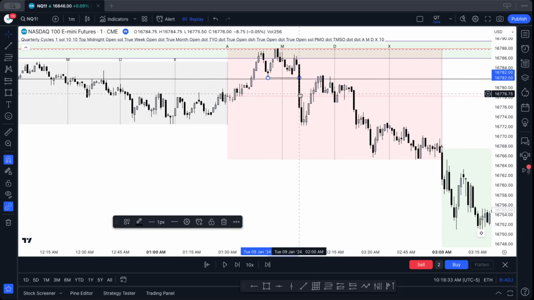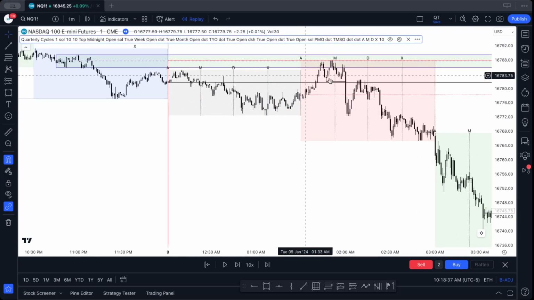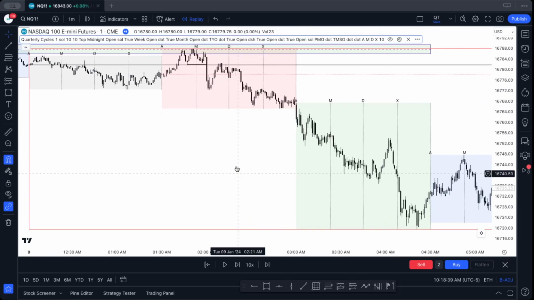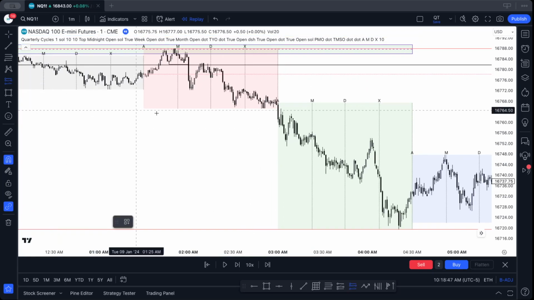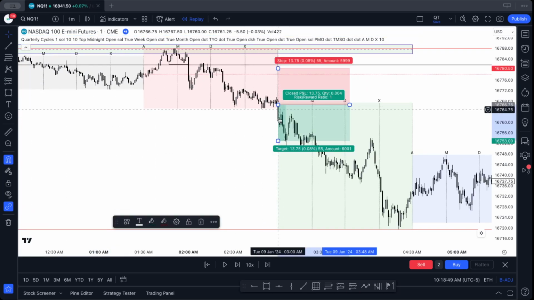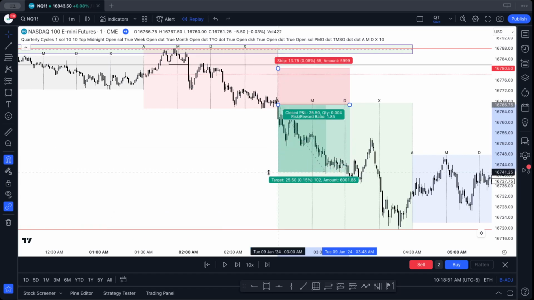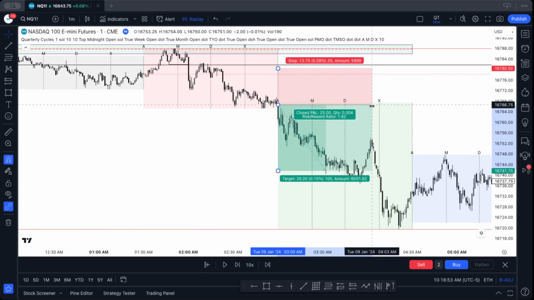And then you could have entered in on this fair value gap, targeted 100 ticks. Now let's say you don't wake up and you want to wait until the distribution range just to double check that this is really the manipulation move up above this true open level right there. And you could have gone short right at the beginning of the distribution range, targeting 100 ticks.